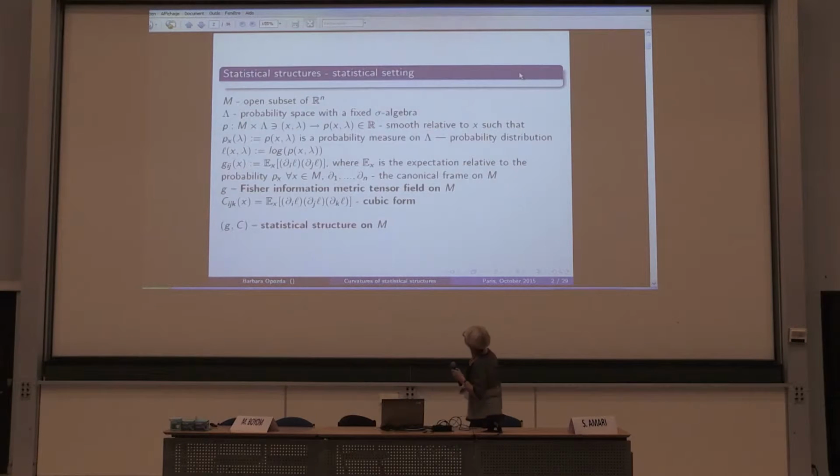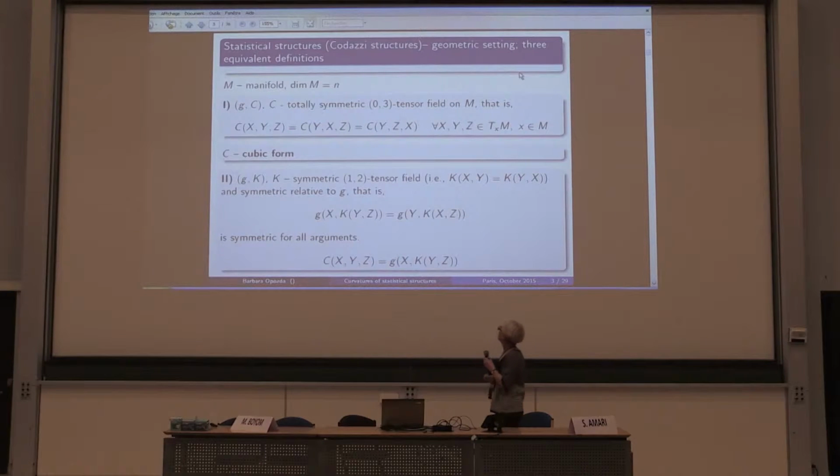So the first definition, which has arisen in statistics, the oldest one, says that you have an open subset of R^n, we have a probability space, and we have a probability distribution, and using the expectation relative to the probability measures, we can define the Fisher information tensor field and a cubic form. So finally, we have a pair consisting of g, a metric tensor field on M, and a cubic form. This can be immediately extended to manifolds.